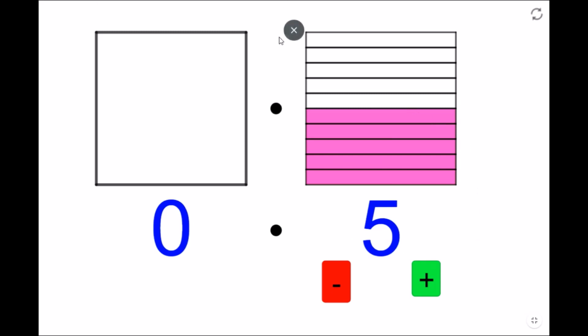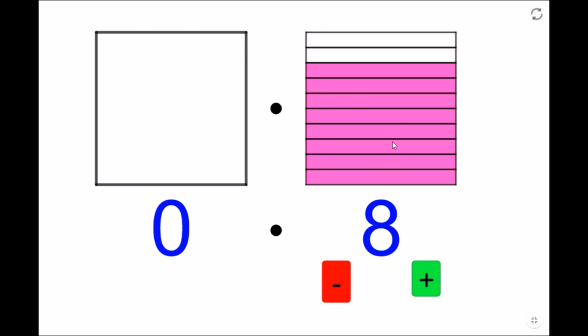And now it's 5. It means right now it's a half, it's the middle. 5 are shaded, which means it is 0.5. And 6 are shaded now, which means it is 0.6. Now we're going to shade another one. Now that another one is shaded, 7 out of 10 is shaded, which means it is 0.7.